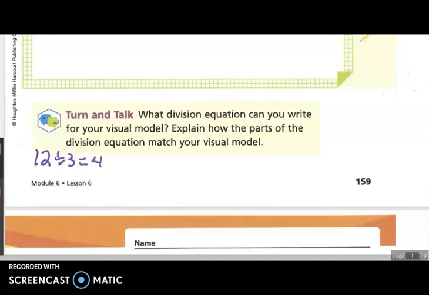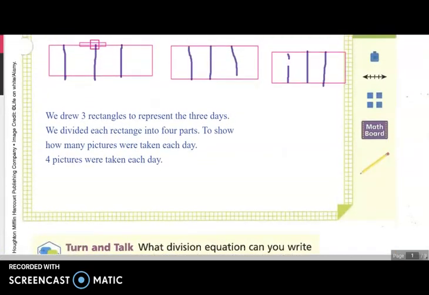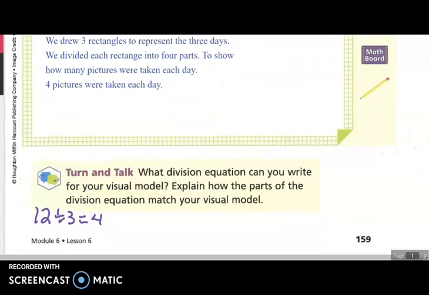Then it says, how do the parts of the division equation match your visual model? Well, what would we say? That the 4 is how we divided each piece into 4. And the 3 is our 3 groups. And the 12 is the pictures all together. And the 4 is the pictures taken each day. We're not going to write that. I just wrote 12 divided by 3 equals 4. Okay, so all you needed to write was this: 12 divided by 3 equals 4.